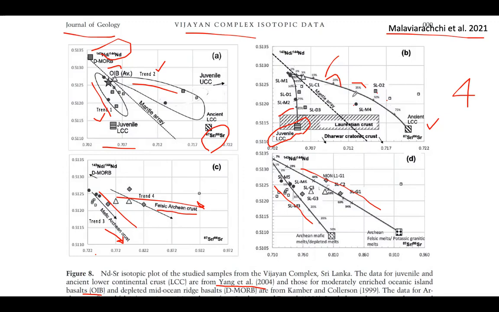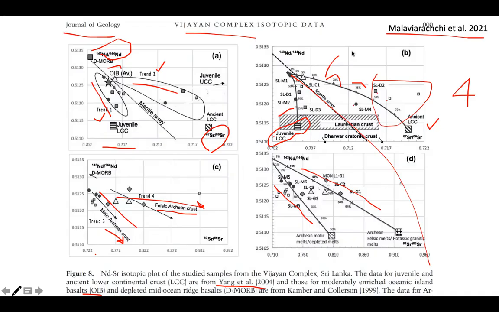Otherwise, when you calculate the mixing curve, you might end up with some curve like this, but your samples are here. That means they are not fitting. So likewise, you have to choose the very, very correct end member composition. Otherwise, it will end up with a very, very wrong interpretation. Okay, right.